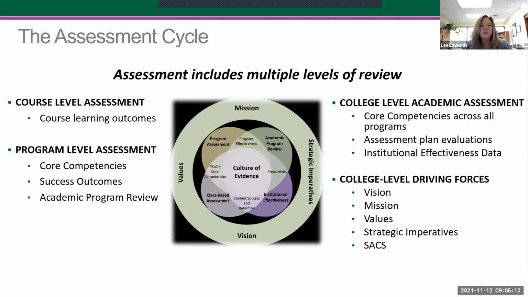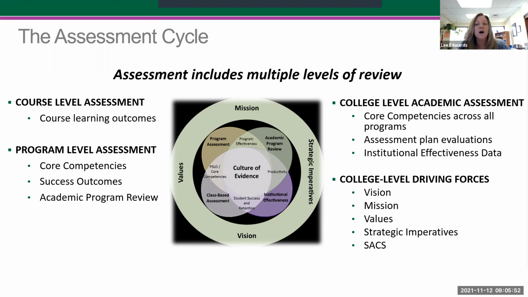So here is the cycle in one snapshot. If you start at the course level, at the top left-hand corner, that's where you're assessing on those learning outcomes within each course. Then we go up to program level, and that's where you start introducing those core competencies, communication, information literacy, and so on. The success outcomes, retention, persistence, and you start working on your academic program review.